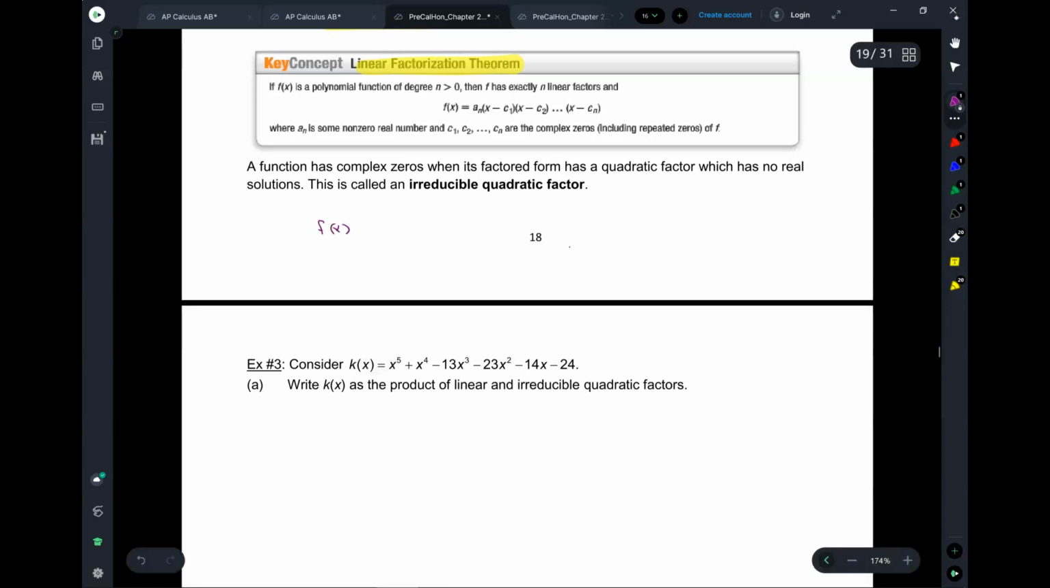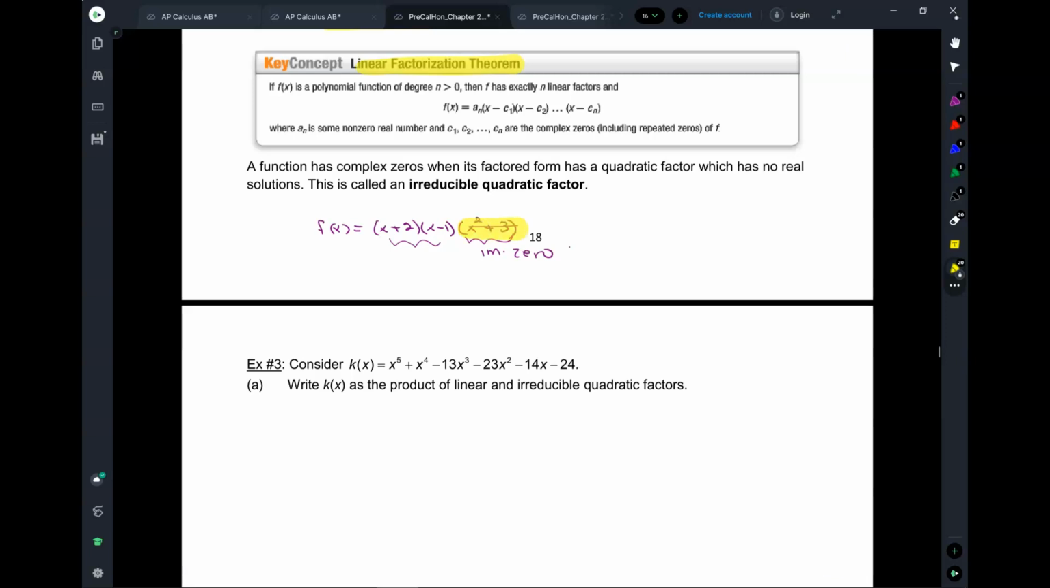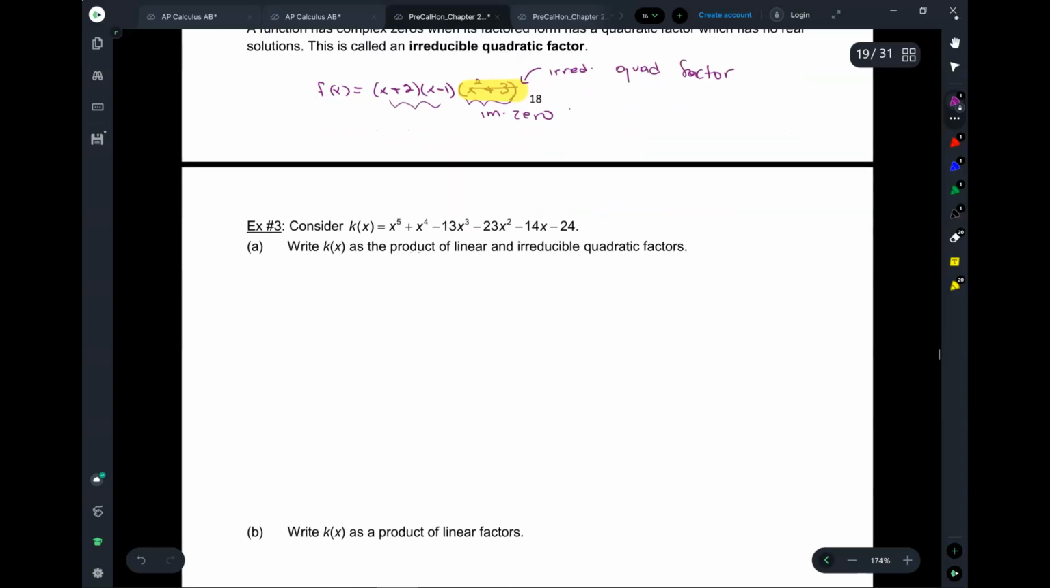So for example, suppose you factor f of x and you get x plus 2, x minus 1, and then x squared plus 3. These two give you real zeros. This one gives you an imaginary zero, right? Now, what is that function? This is a quadratic function which cannot be factored anymore. It cannot be reduced anymore. So we call this an irreducible quadratic factor. So if there are imaginary zeros, that's the sort of thing they come from.